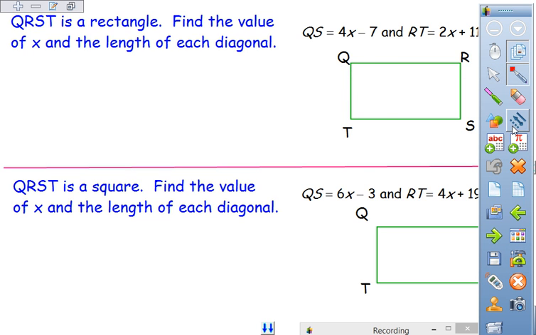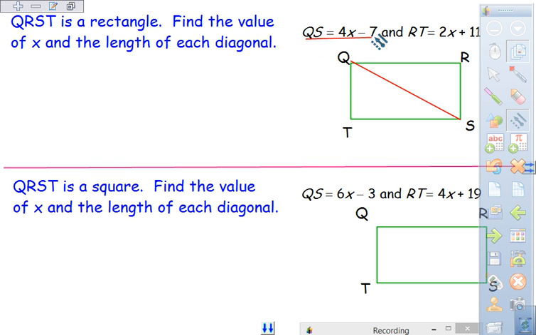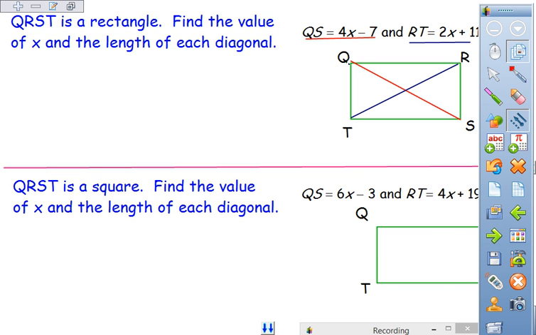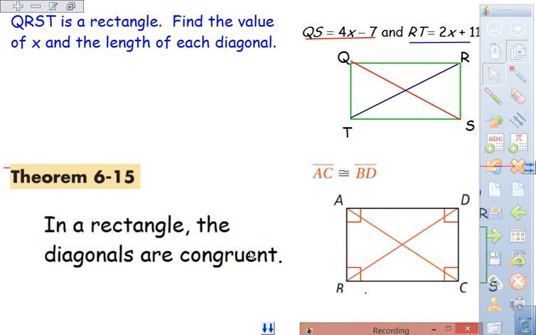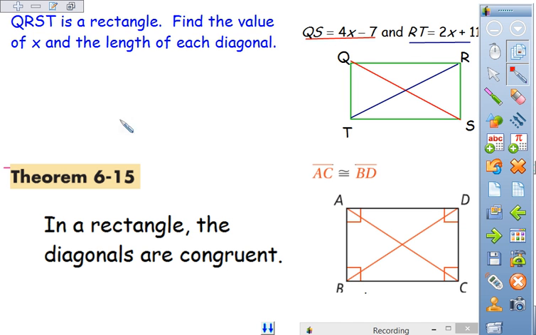So I'm going to label QS is a diagonal. So that's this piece. And RT is a diagonal, which is this piece. So because this is a rectangle, we just learned that rectangles have congruent diagonals. So I'm going to say that the red is equal to the purple.